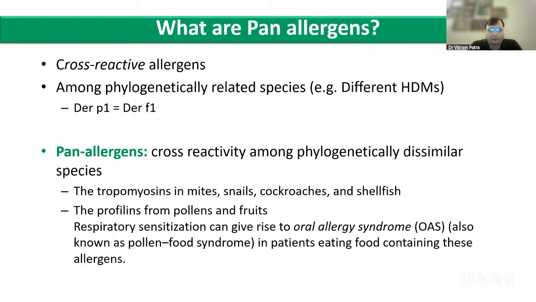For example, mites, snails, cockroaches, and shellfish share the same tropomyosin. And when it comes to pollens and fruits, they share profilin. So that's why whenever there is respiratory sensitization to some pollen, it can give rise to oral allergy syndrome on consumption of those fruits or vegetables.